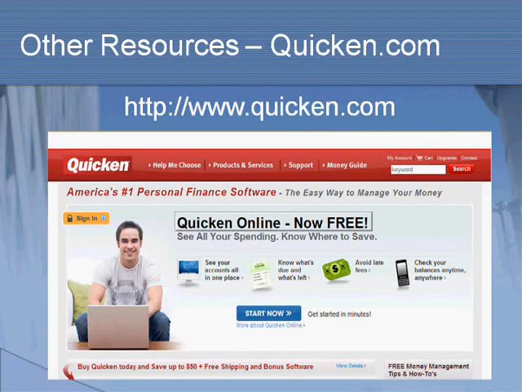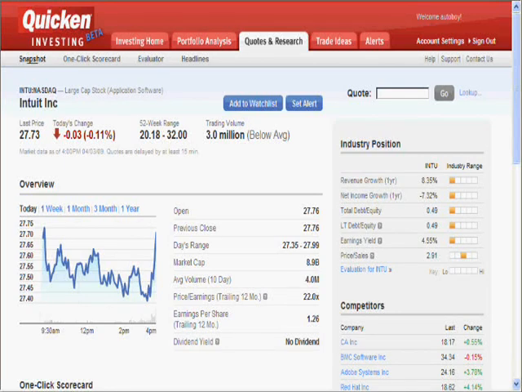Another source that I use extensively is Quicken.com. Until recently, gaining access to market information on this site required a purchase of a product produced by Intuit, the company that produces the Quicken line of financial software. That is no longer necessary. Accessing the information here requires only that you create an account.